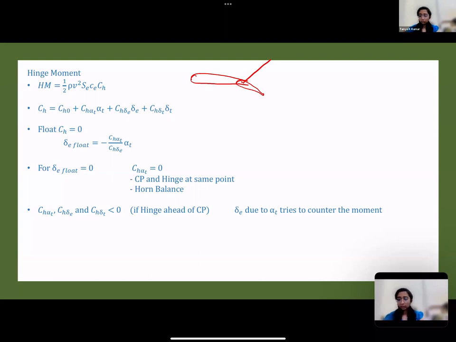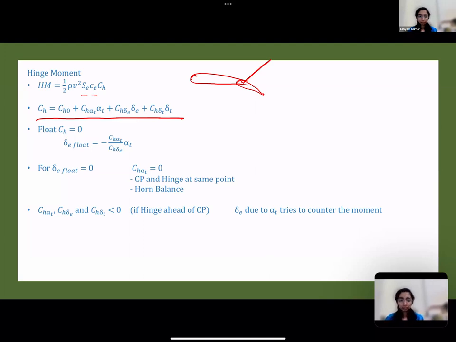Simple. Now, all of these parameters, S E, C E, are all of the elevator, not of the entire horizontal tail; they are the area of the elevator and the mean aerodynamic chord of the elevator. CH is the hinge moment coefficient. Similar to the previous coefficients, we assume a linear variation with respect to alpha t, delta E, and delta t. Now, CH naught is the intercept as usual. Alpha t is the angle of attack at the tail. Delta E, like Suraj had mentioned, is the elevator deflection.